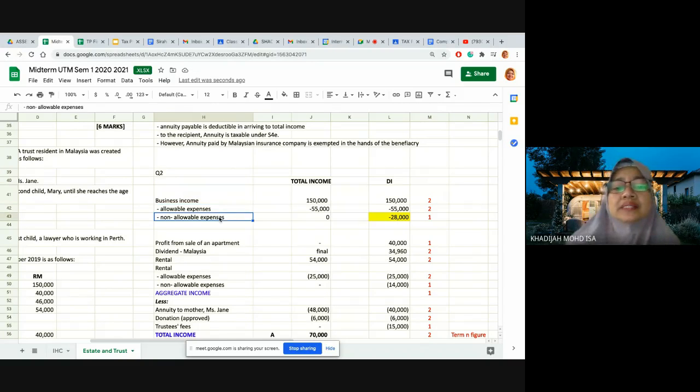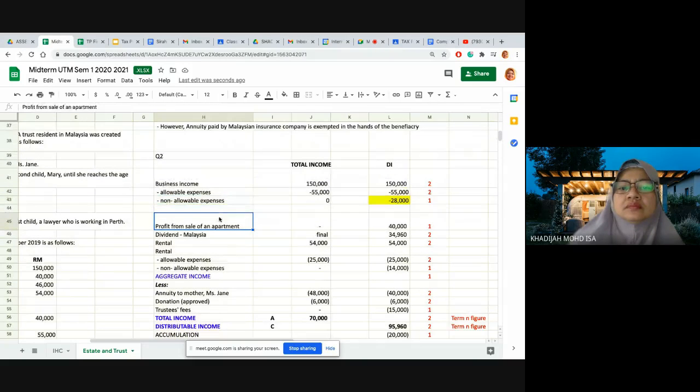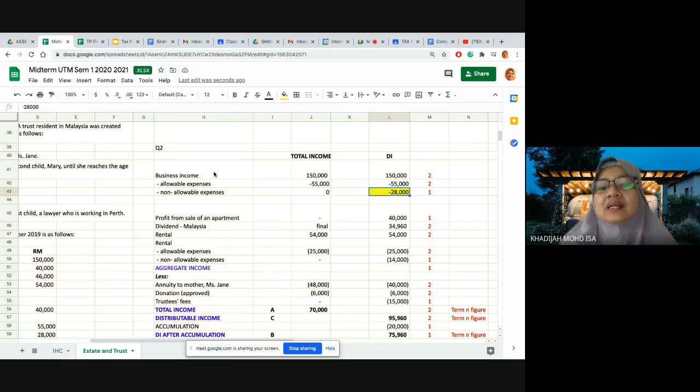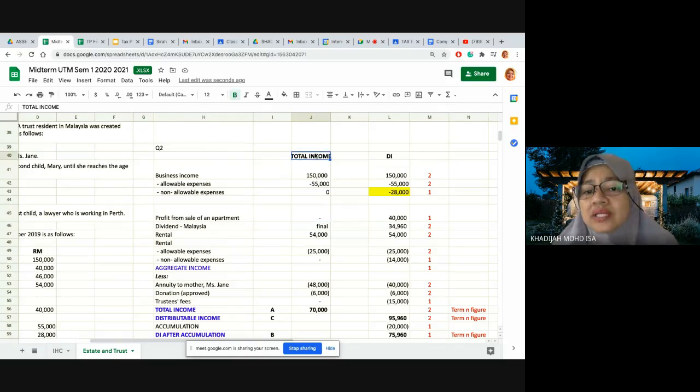Bila business income, you just minus allowable expenses, but for the purpose of distributable income, you can also minus non-allowable expense. So sayanglah bila you add back tu, I tak boleh bagi marks kat situ ya. So each of these is 1 tick except this one, tak ada tick ya. Okay, profit from sale of an apartment is a capital gain. So it's not taxable under total income, right? But you can put that as an income under distributable income, right?